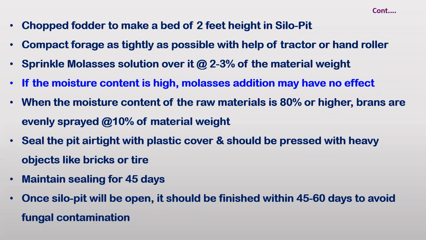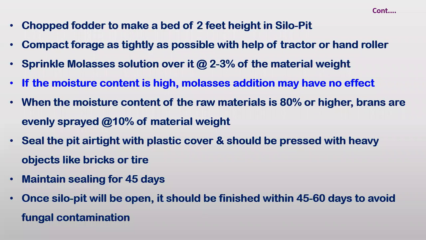We should try to remove the spaces, or remove the air present between the particles of the fodder. The aim is to remove the air, the oxygen, from that fodder. So we can use a tractor or hand roller for compacting the forage crop.